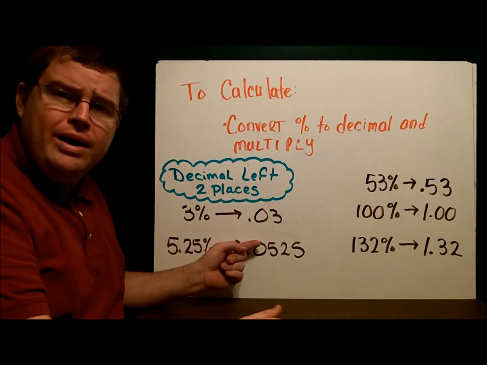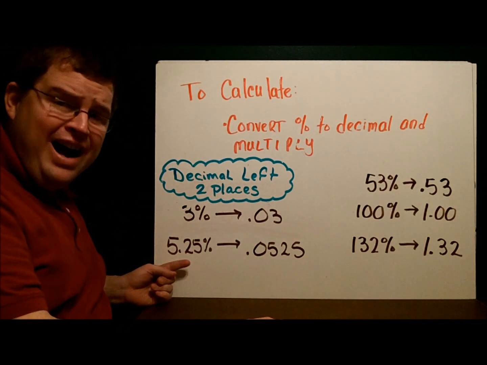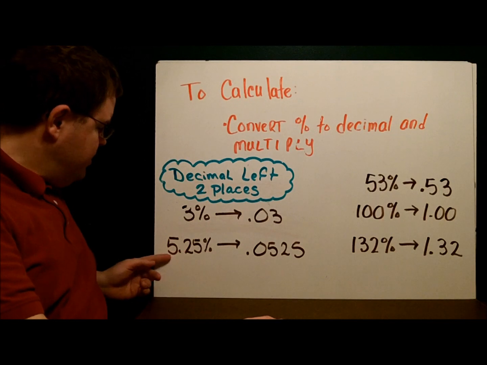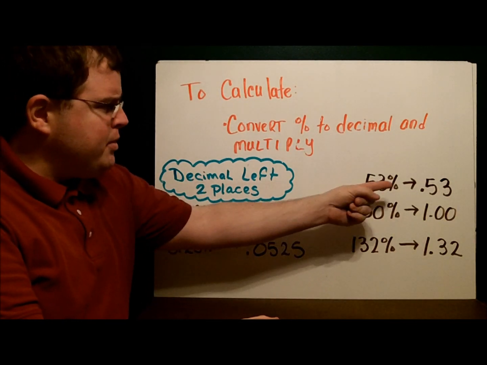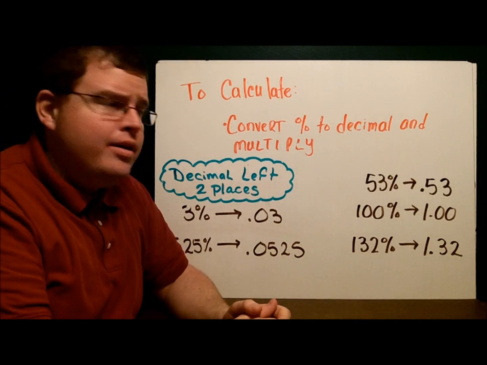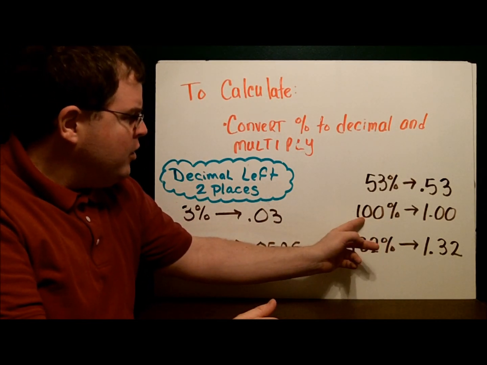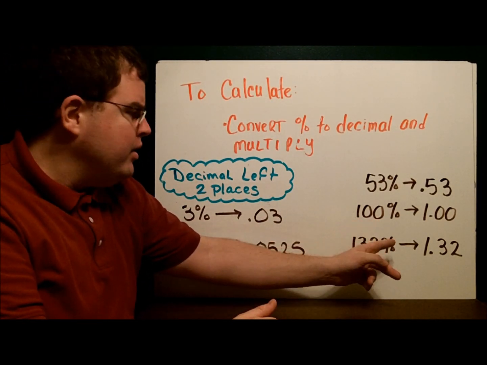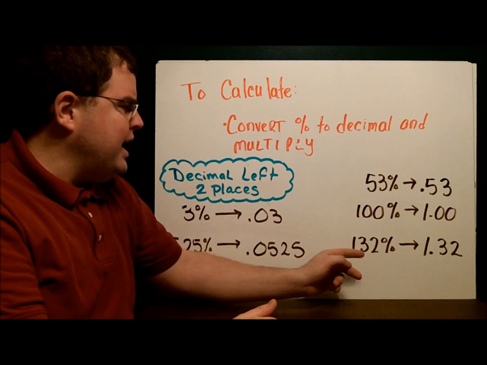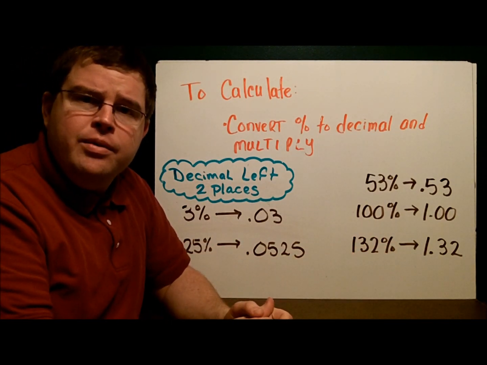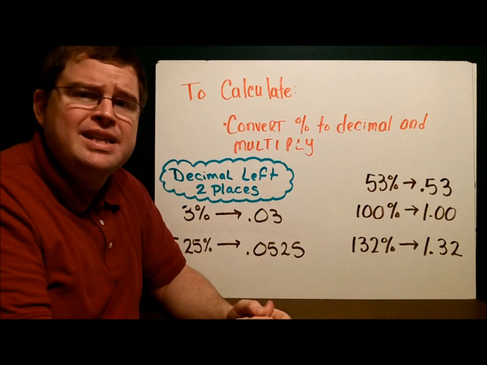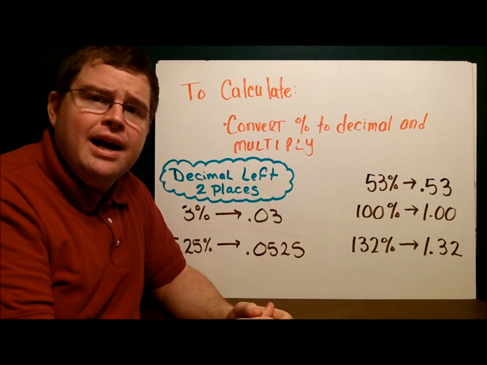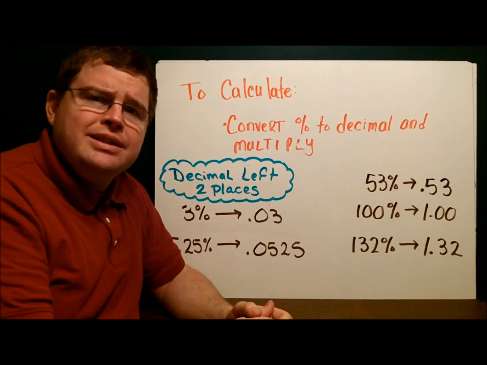3% is 0.03. 5.25%, 0.0525. 53%, 0.53. 100%, 1.00. 132%, 1.32. So the process for converting a percentage to a decimal is very simple. Get rid of the percentage sign, move the decimal point 2 places to the left.